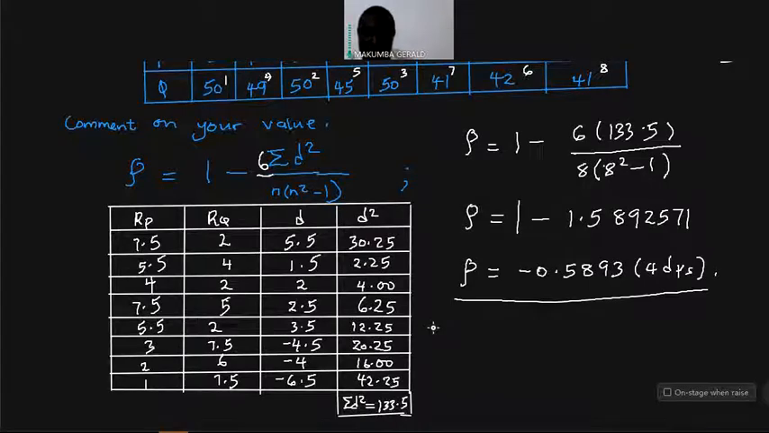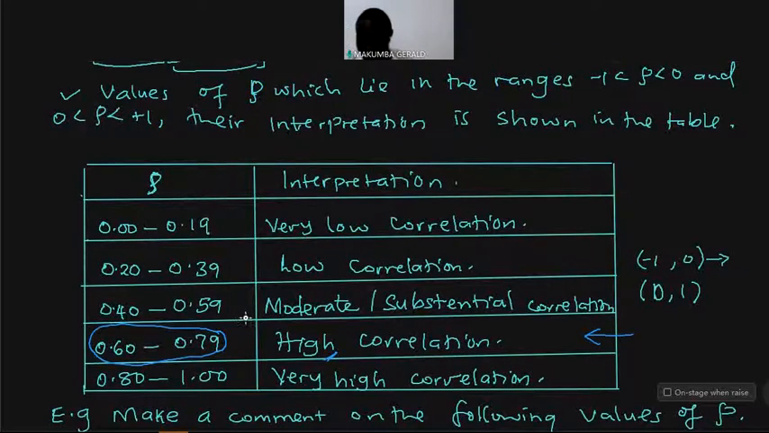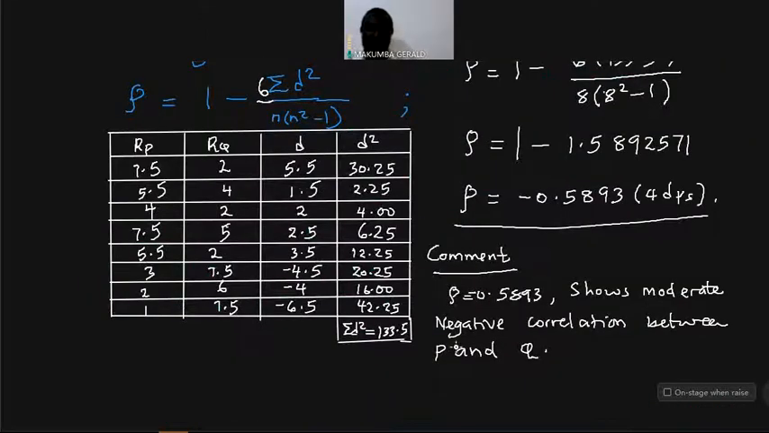Next, we need to comment. 0.5893 is a value that lies within here. So what is the comment supposed to be? The comment is supposed to be moderate negative correlation between P and Q. So that is our comment. This value here shows a moderate negative correlation between P and Q.